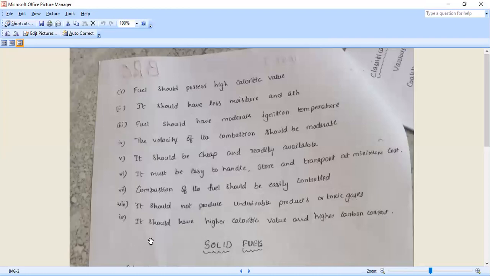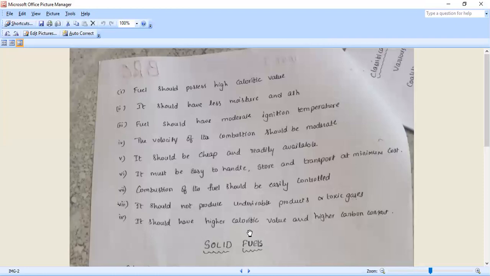Next, you should have higher calorific value, higher carbon content. The fuel having higher carbon content automatically yields higher calorific value. So these are some good qualities of a fuel.